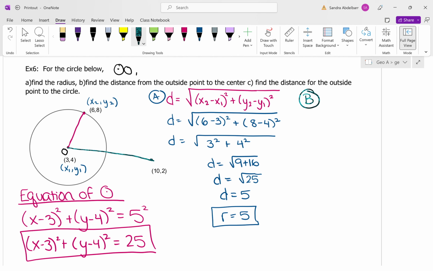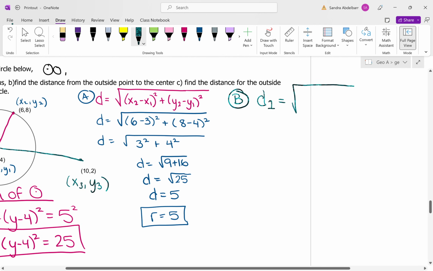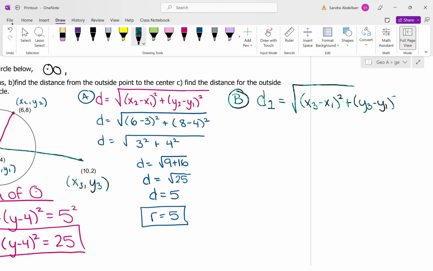Well, can I just use the distance formula again? Right, so now I'm going to say D1, since I already used D. Now, I already have x1, y1 and x2, y2, so I'll call 10, 2 x3, y3, because I've already used x1, y1, and x2, y2. So now this distance will be x3 minus x1 squared plus the quantity of y3 minus y1 squared, all under the radical.